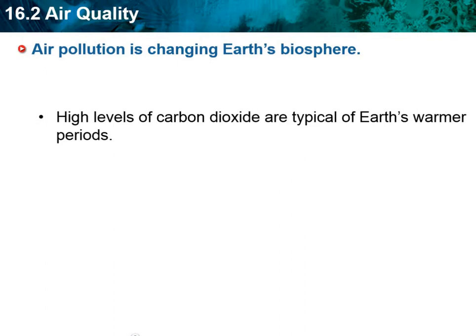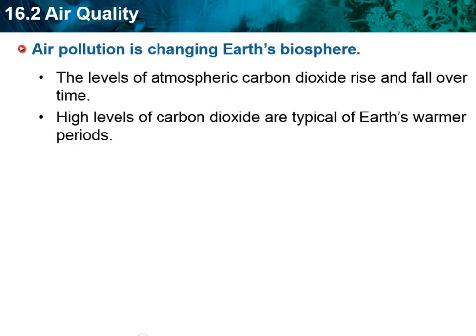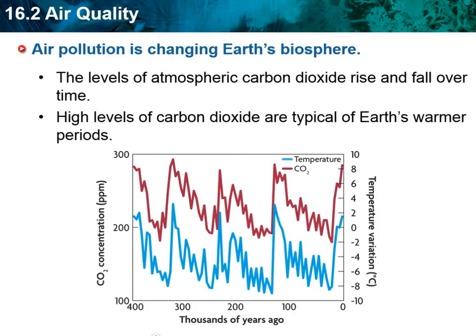So the levels of atmospheric carbon dioxide are going to rise and fall over time. When you get high levels, the Earth is generally warmer, and you can see this from the graph there. So the red is the carbon dioxide, blue is the temperature, and it goes 400,000 years ago, 300,000 years ago, 200,000 years ago, 100,000 years ago.